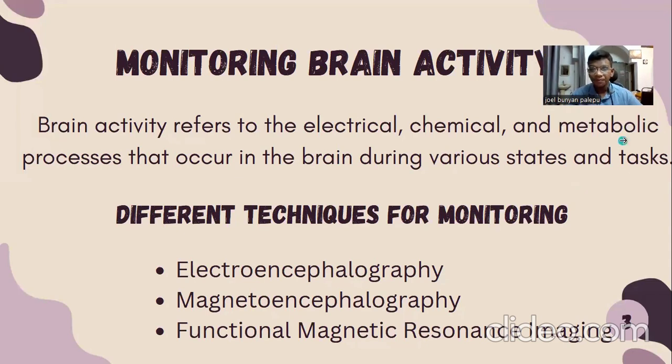Anyway, so in electroencephalography, what we'll basically do is put some electrodes on the scalp, right? And due to the electrical signals exchanged between the neurons, some electrical signals can actually be detected on the scalp. So that is electroencephalography. We'll get the electrical signals.